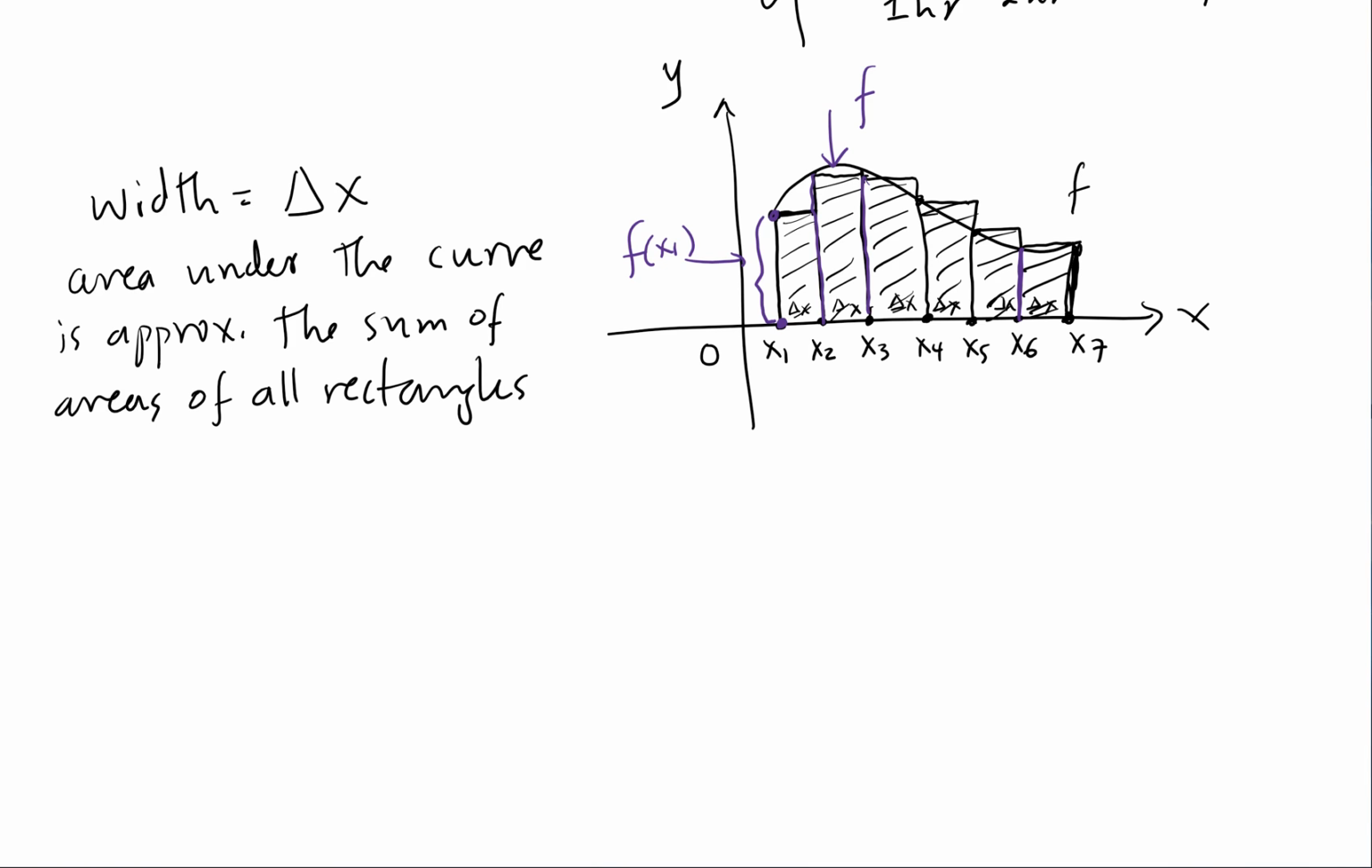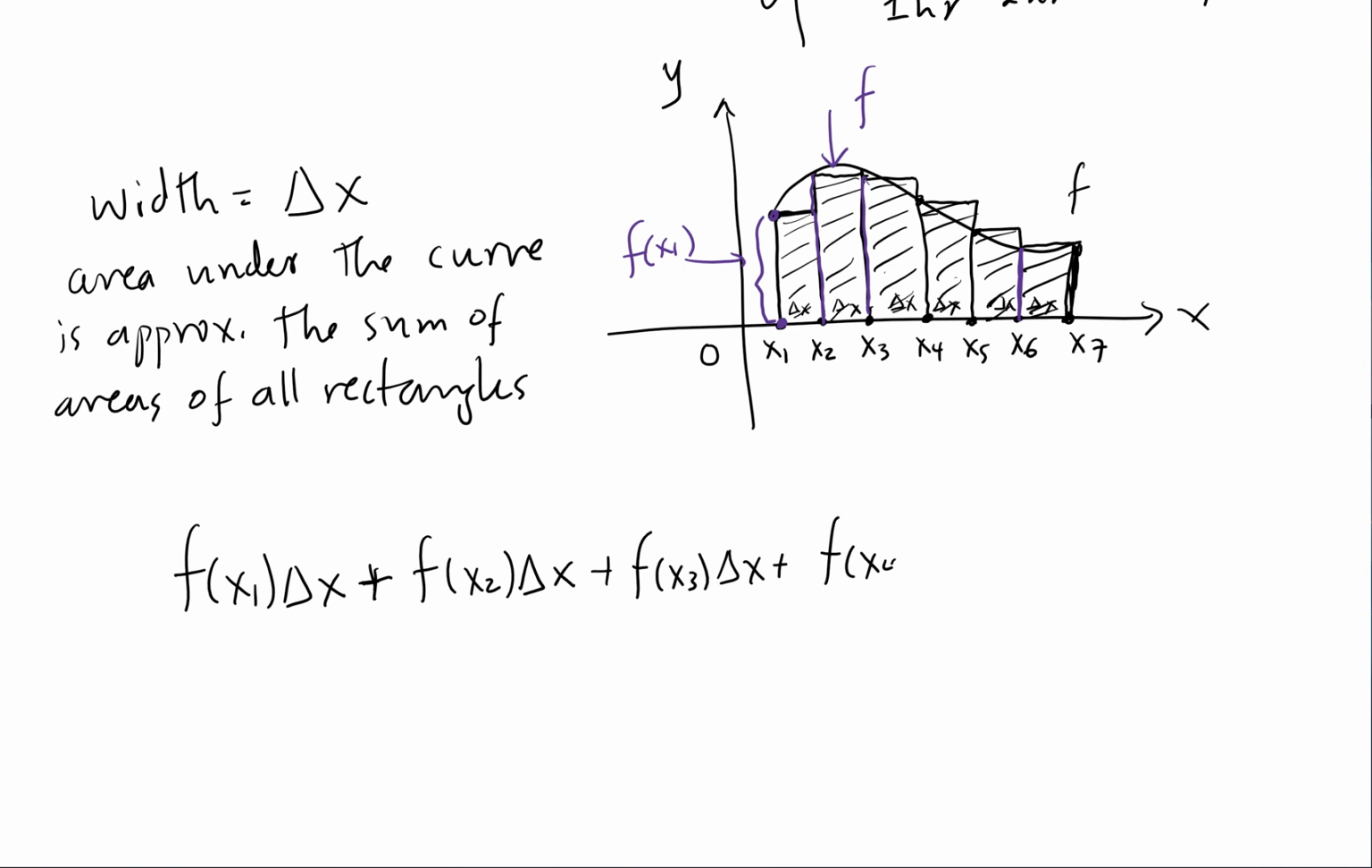So for the first rectangle, we say f of x1 times delta x. How many rectangles do we have? 1, 2, 3, 4, 5, 6. 6 rectangles. So f of x2 times delta x, f of x3 times delta x, f of x4 times delta x, f of x5 times delta x, f of x6 times delta x.